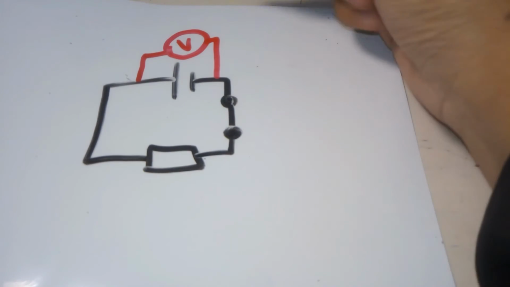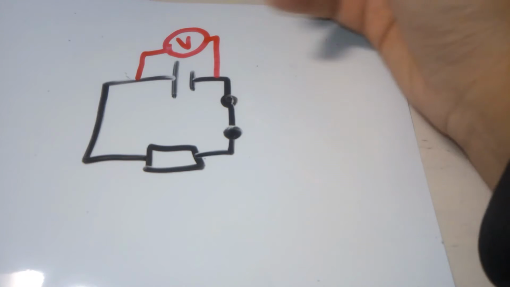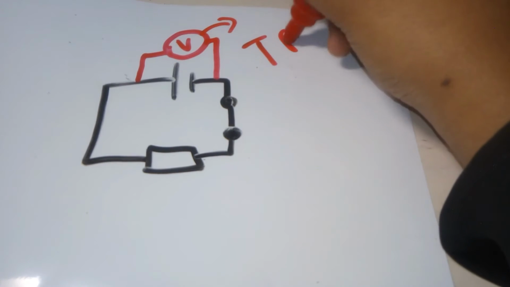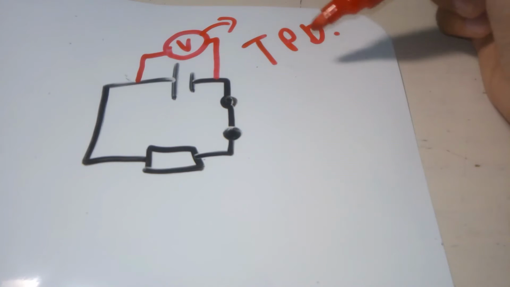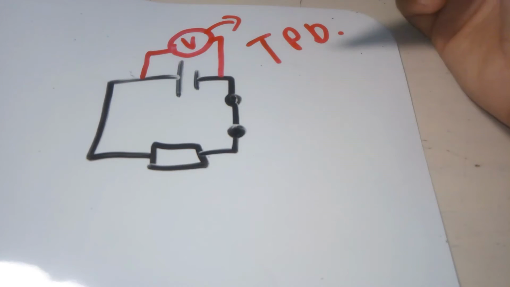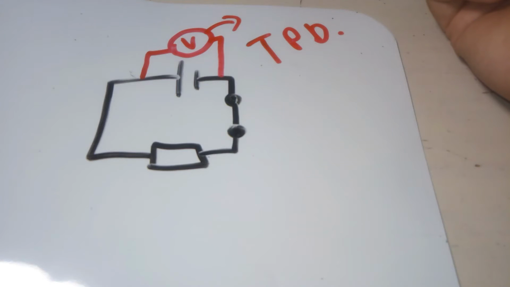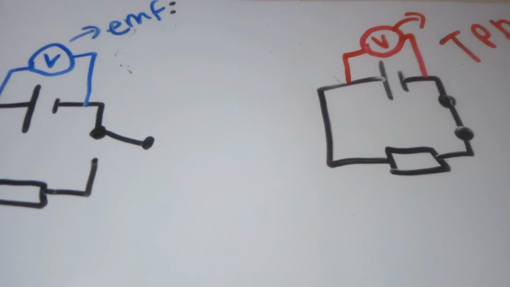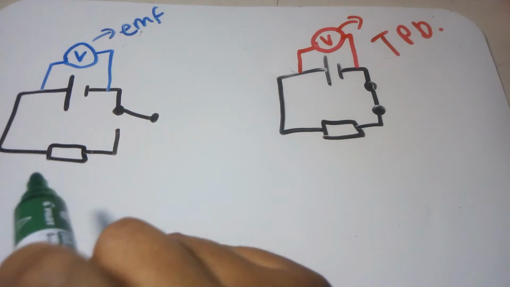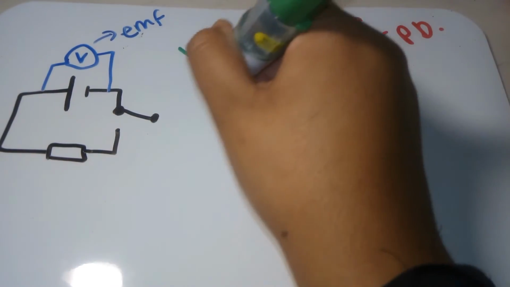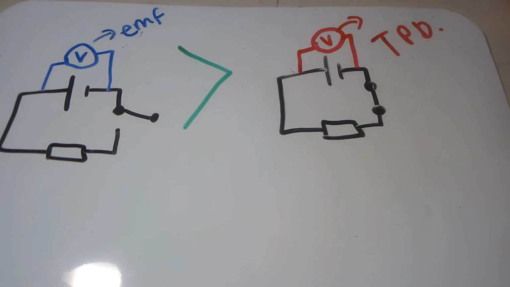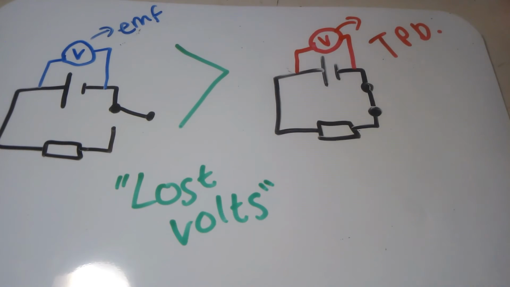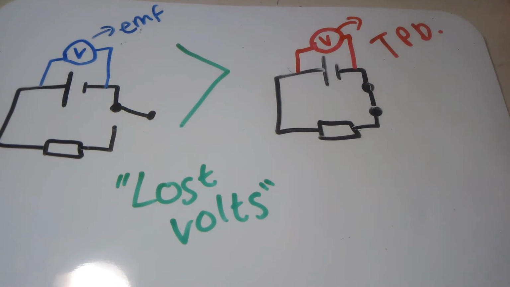However, when my circuit is closed and I actually have charges that are moving in the circuit, and I have a voltmeter across the battery, this reading will be something called my terminal potential difference, and this is the potential difference in the circuit when charges are actually flowing. And so we have these two different values, and you know that these two values will be different. Your EMF will be much more than your terminal potential difference, and the difference between them is called the lost volts.